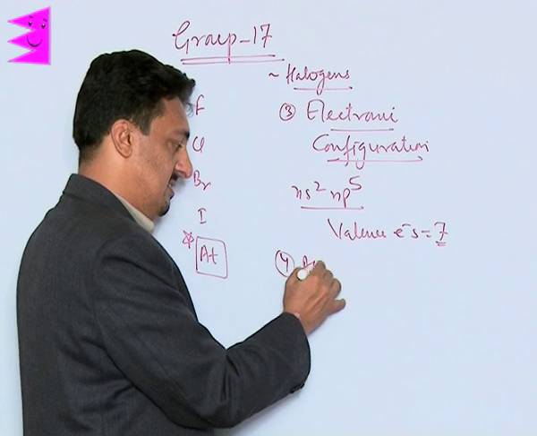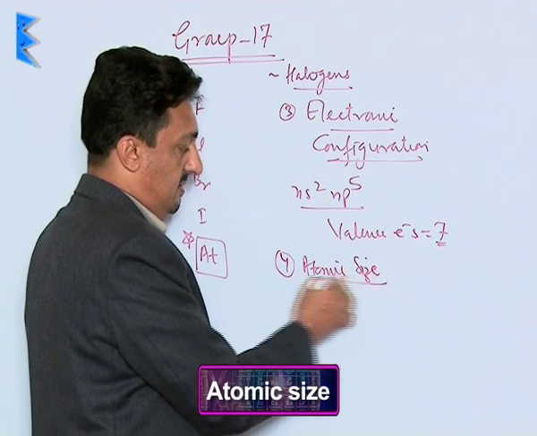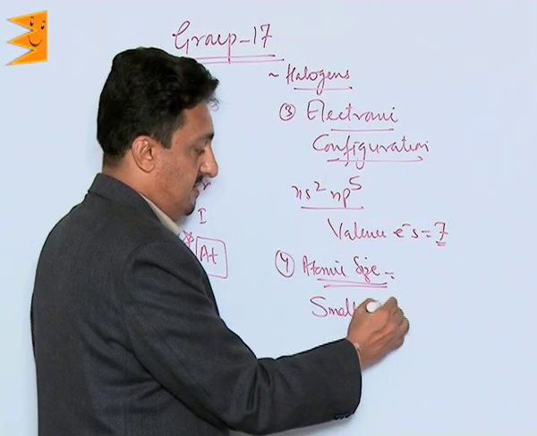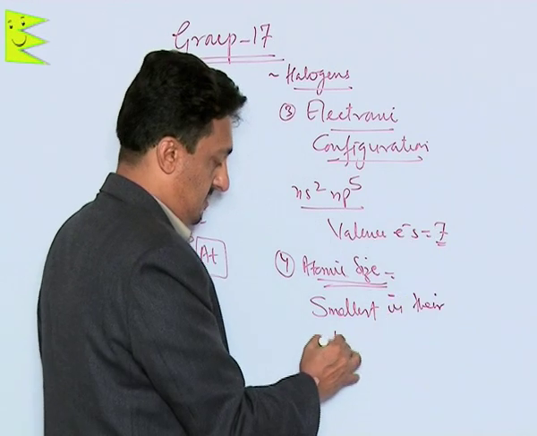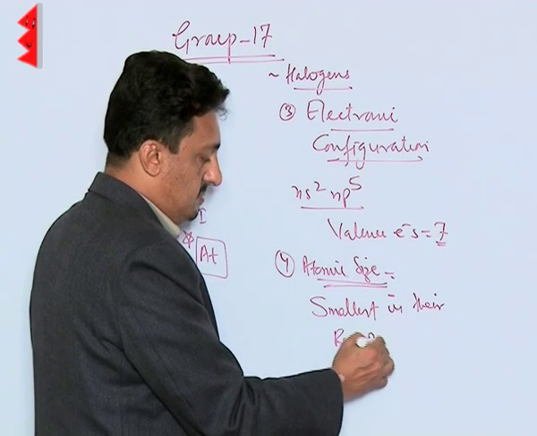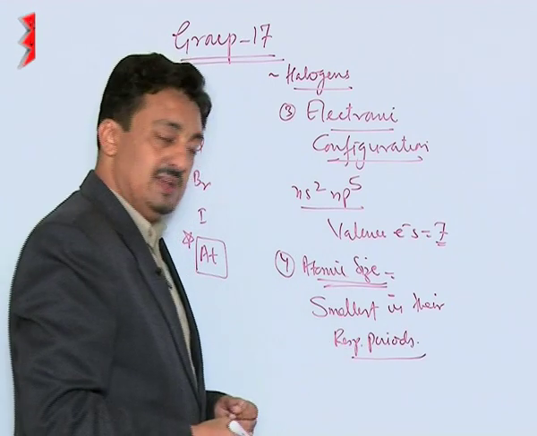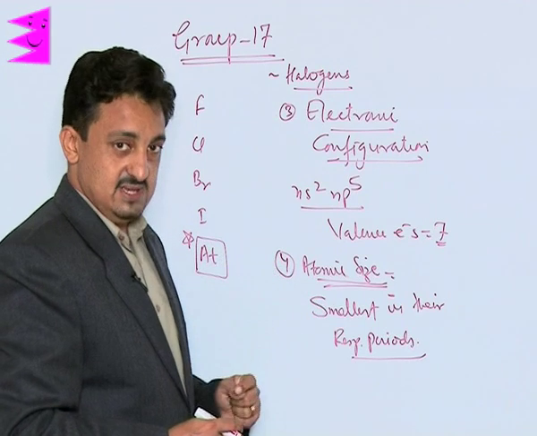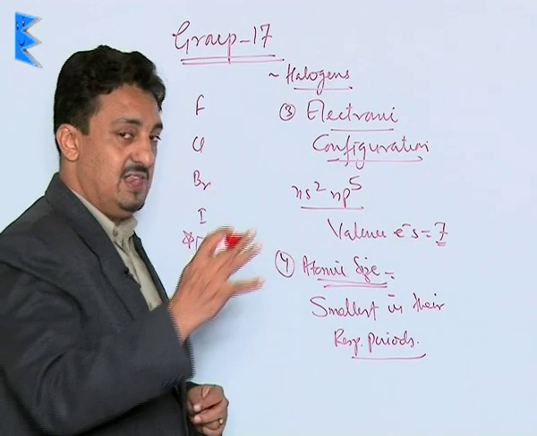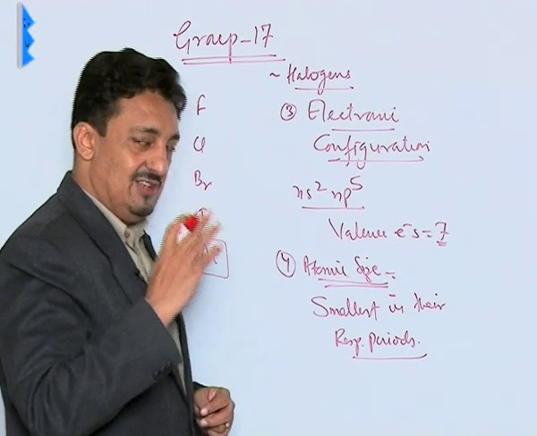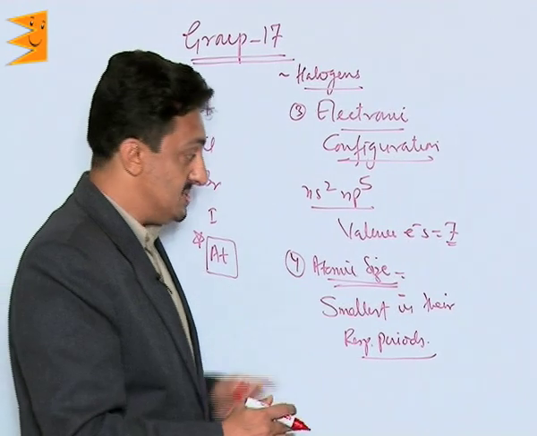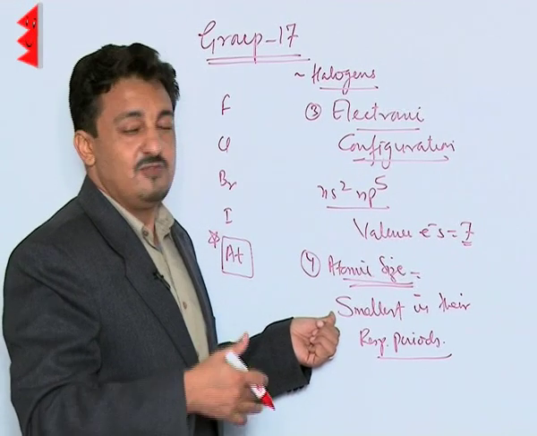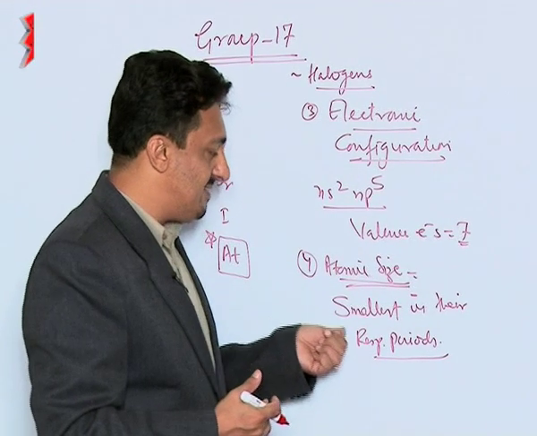Now let us discuss their atomic size. Remember, they are the smallest in their respective periods. In every period, halogens are having the smallest atomic size. It's not the noble gases, remember. We know across the period the atomic size decreases, but it decreases only till group number 17, because for noble gases the van der Waals radius is compared with the covalent radius. That is why that becomes very, very large, and what we find is they are the smallest in their respective periods.